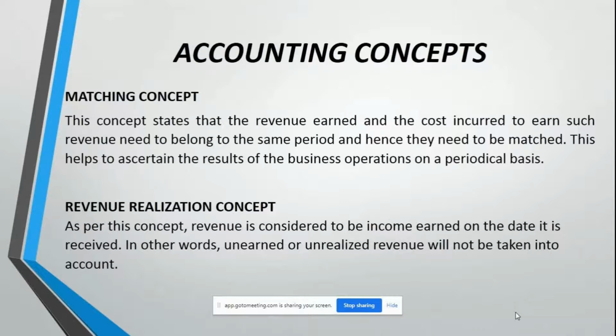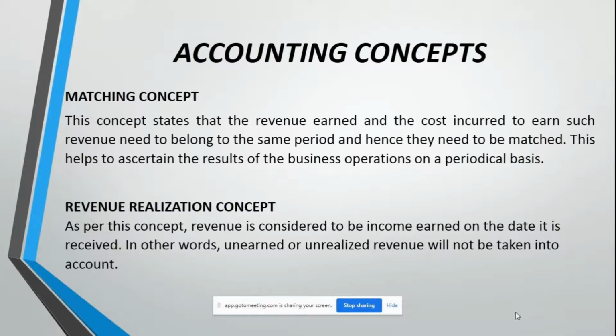So that is nothing but matching. Match means I match with the particular financial year. I don't go for a mismatch of any of my expenses and incomes, except, of course, the outstandings. If we talk about the receivables and payables, they will be carried forward to the next financial year. That is obvious. Apart from that, whatever is actually received or actually paid has to be recorded in the same financial year. Why? Because it helps to ascertain the results of the business operations on a periodical basis.